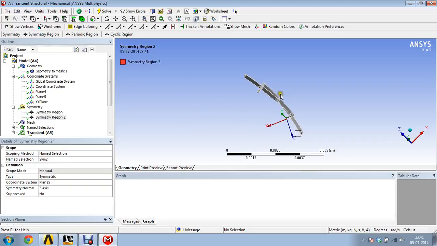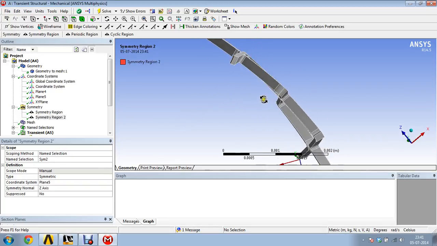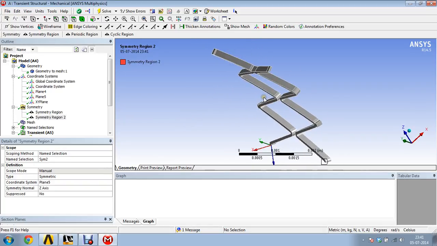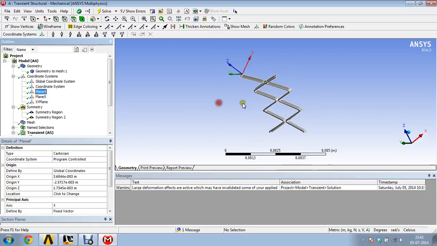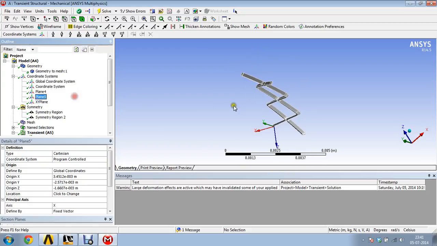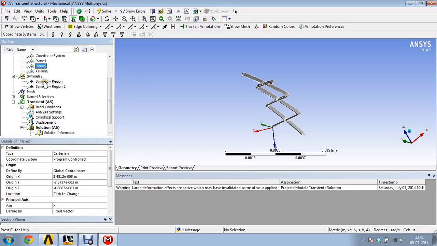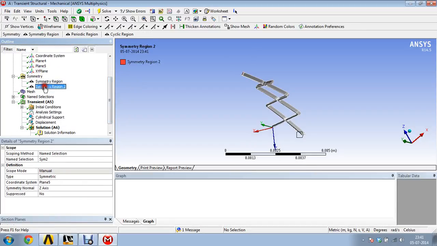The major point here is to understand why these symmetric planes have been defined. This is defined because it is symmetric around the circumference. If you look from this coordinate system and go around the circumference, this model is symmetric. Beyond this plane and beyond this plane, the model is the same. That's why we have given the symmetric boundary conditions on it, symmetric region 1 and symmetric region 2.